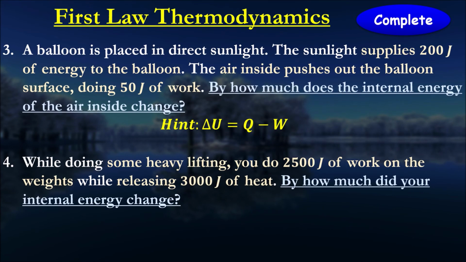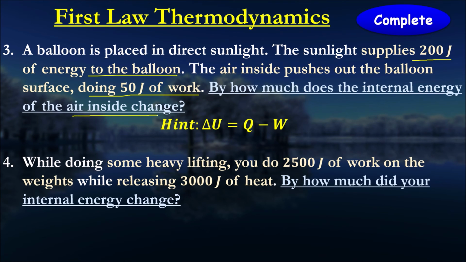Okay, we'll go through one more. We have a balloon that's placed in direct sunlight. The sunlight supplies 200 joules of energy to the balloon. The air pushes out the balloon surface, doing 50 joules of work. How much does the internal energy of the balloon, or the air inside, change?